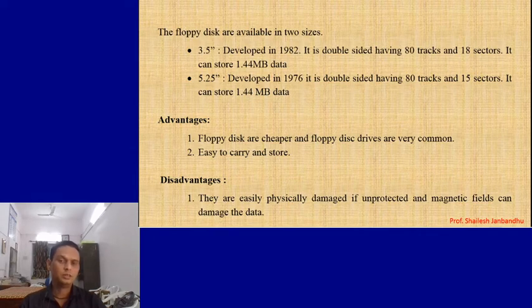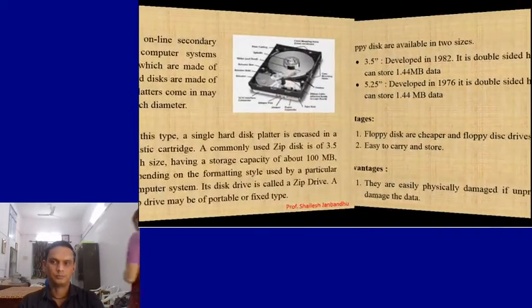They are easily physically damaged if unprotected, and magnetic field can damage the data. If the magnetic film which is available in a floppy disk is opened by the user, it will damage an unprotected disk. It means that an unprotected disk can be damaged by air and by the sun.